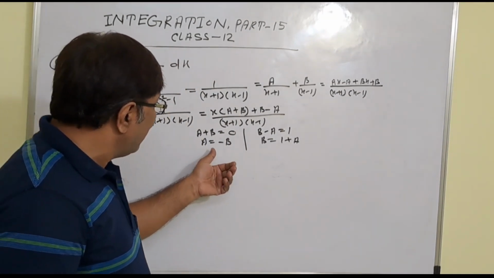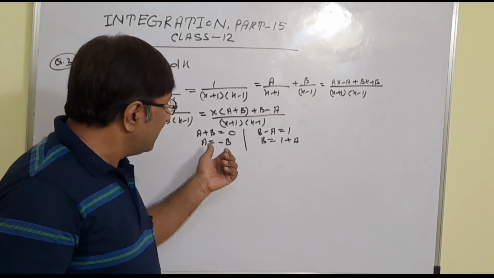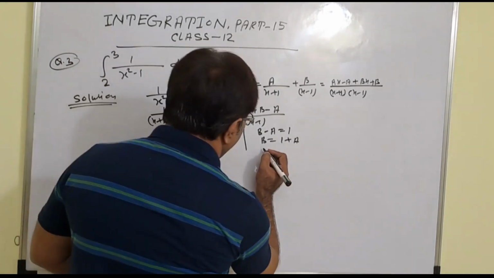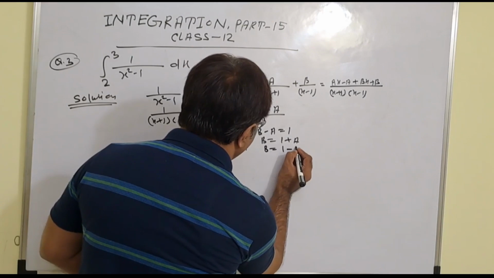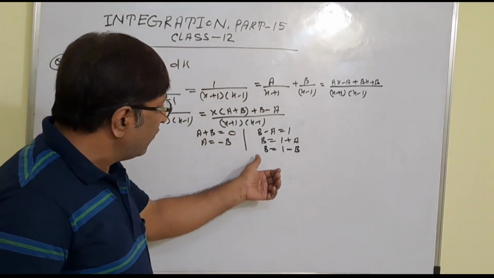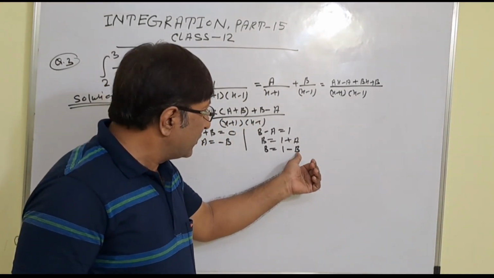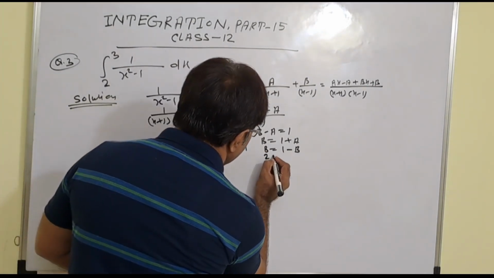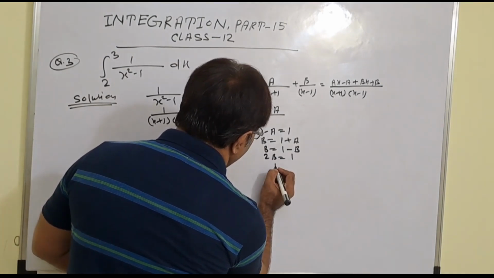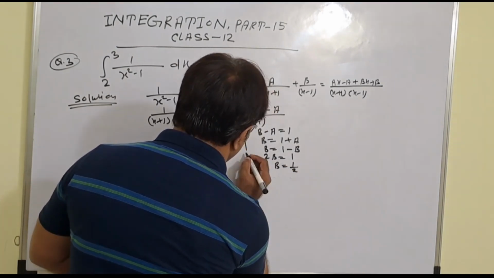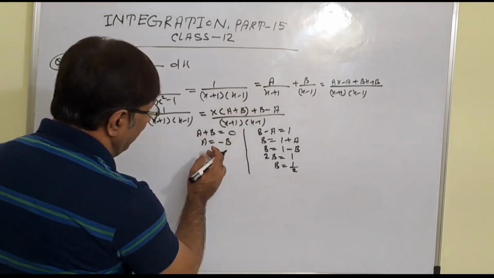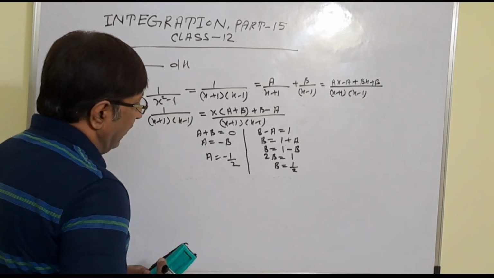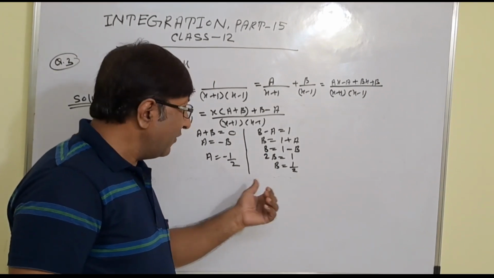Now here a equal to minus b. So just put the value of a equal to minus b here. So we will get b equal to 1 minus b. So this b and this b make 2b, so we can write 2b equal to 1. So b equal to half. If b is half, then you know a is minus b, so a equal to minus half. Now we have the value of a as minus half and b as half.